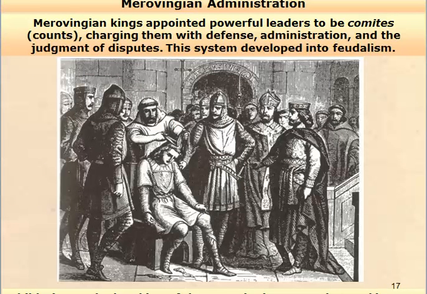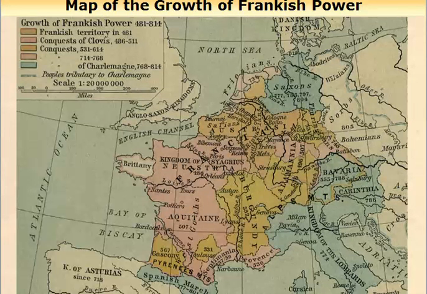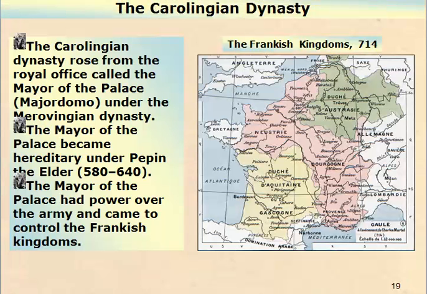In the Merovingian administration, kings appointed powerful leaders to be comites or counts, charging them with defense, administration, and the judgment of disputes. The system developed into feudalism, and we talked about feudalism in Japan, and eventually this is going to lead to another sense of feudalism in Europe. Here we have the map, and we see how the Frankish power is starting to combine and grow. Not going to really detail this, but you can look at it if you like and draw your own conclusions.